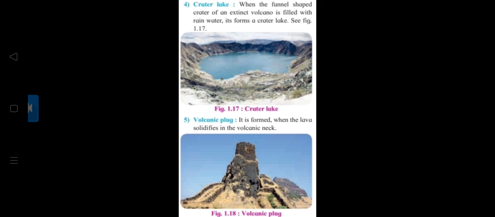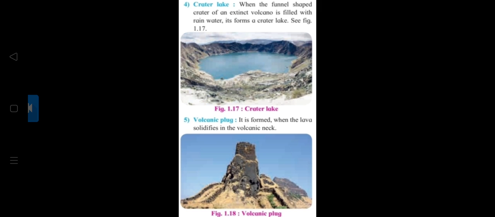Next we come to crater lake. Figure 1.17. The funnel of an extinct volcano, which has not been active for millions of years, so it's no more there, is filled with rainwater. It forms a crater lake. So when an extinct volcano is filled up with rainwater, it forms a crater lake.